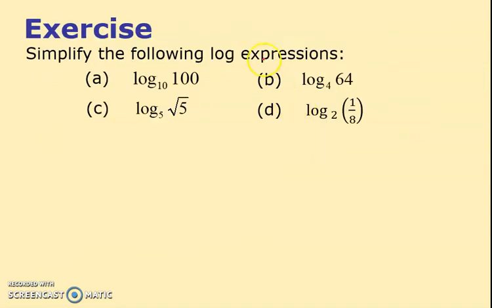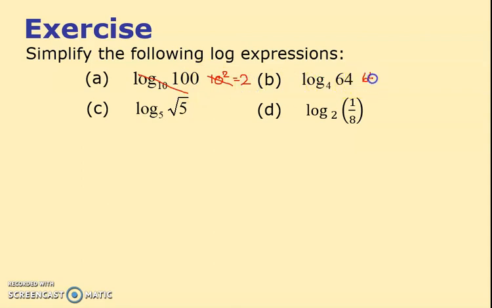Good. We've got 4 for you to do. See if you can do these 4. Pause the video and see if you can do them. Okay, so what would I suggest? Well, I'd think of 100 as 10 squared. So therefore, the 10s cancel. I think the answer is 2.